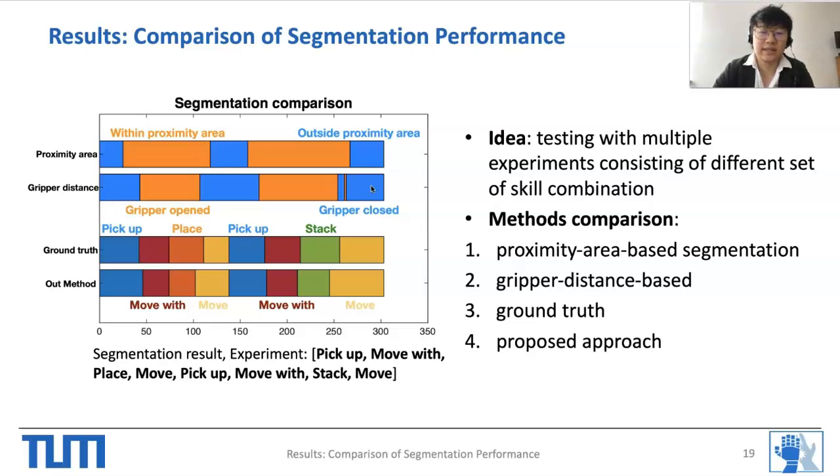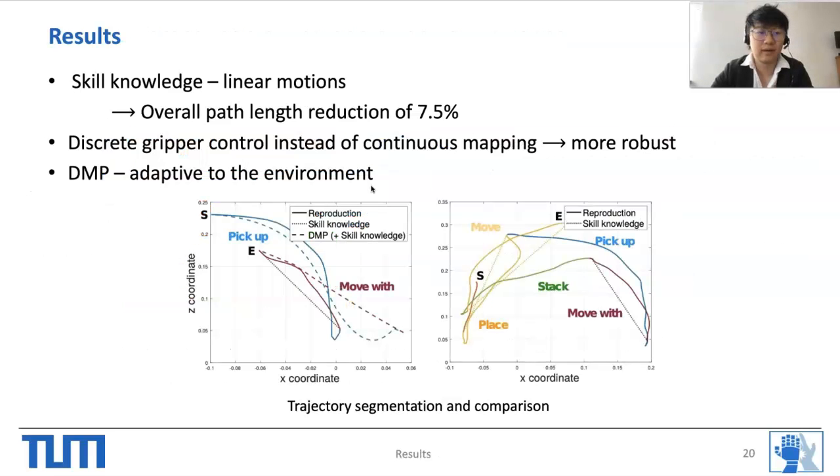We can see that our method produces similar results to the ground truth, with only some minor inaccuracies in the position of the segmentation points. The other two methods are simple to implement, but are not able to find all the skills.